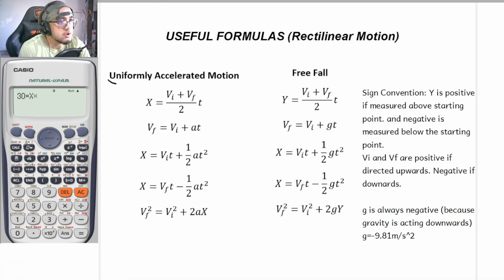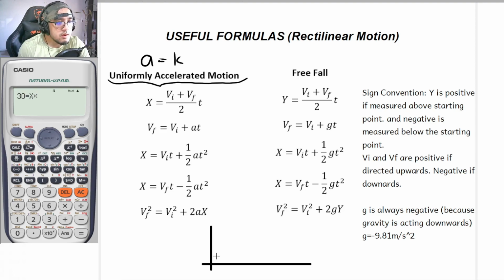But what does uniformly accelerated motion mean? Uniformly accelerated motion is motion that has an acceleration equal to a constant. What that means is that the acceleration is the same throughout that particular motion. And when you say that your acceleration is constant, it means that your velocity is changing at a constant rate. So if you graph your velocity versus your time, your velocity must change at a constant rate. It means that its change must be along a straight line.